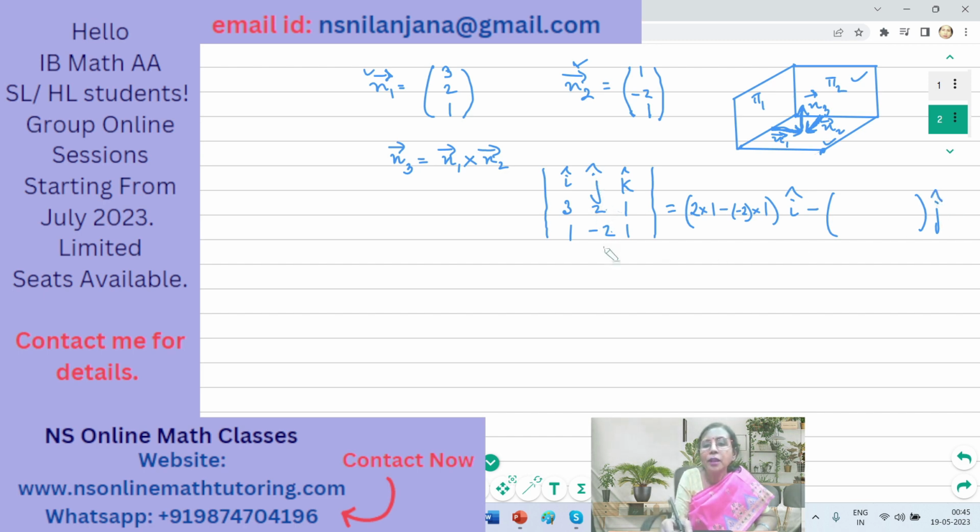For j, we will be excluding the middle column, and we will be taking 3, 1, 1, 1. So 3 times 1 minus, we come back, it is 1 times 1. Plus, you have to remember this middle one is negative. Plus, now it will be the k. We will be excluding the k column and we will be taking 3, 2, 1, minus 2. So it is 3 times minus 2 minus 1 times 2. Okay.